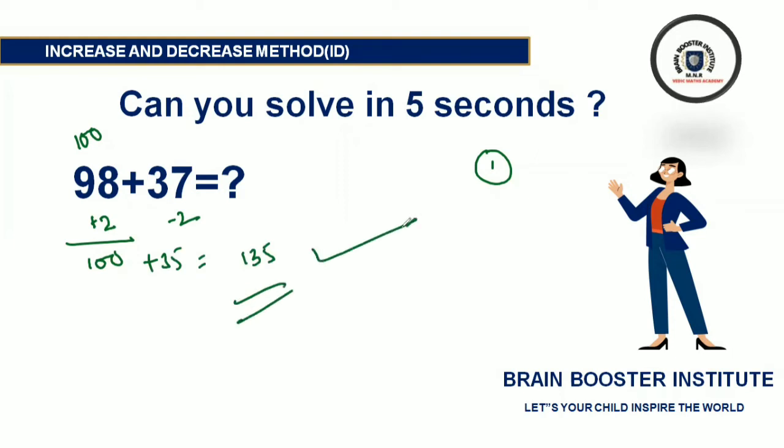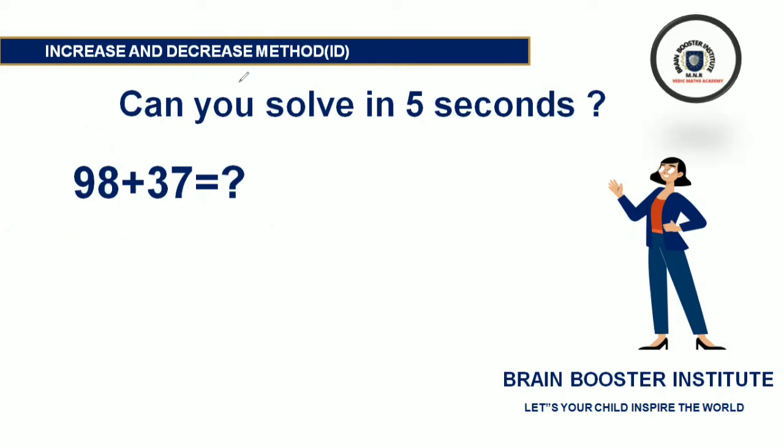Very simple question. You get my point? For example, if I ask you 98 plus 37, you may take more than 5 seconds, adding it like this. But there is no need of adding. Just find out which one is the easier number and write the difference. If it is plus 2, then we need to minus 2. If it is minus 2, we need to plus 2 here. Then we can add easily: 100 plus 35 is equal to 135. Let's take one more example now.